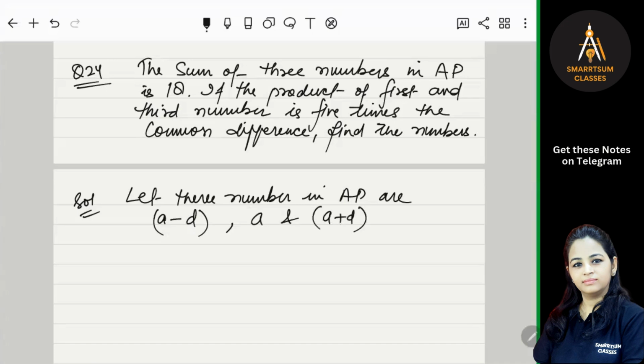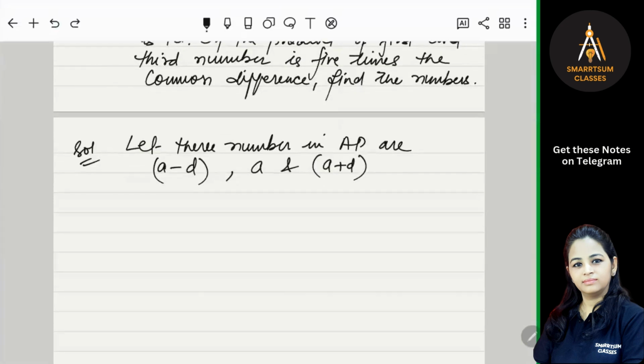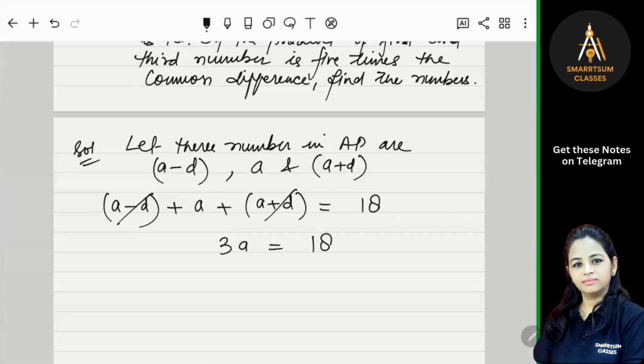Now, the first condition given here is the sum of the three numbers in AP is 18. So we will find the sum and equate it to 18. So A minus D, first number, then plus A, then plus A plus D, getting all the three numbers, and this is equal to 18. So from here, D will cancel, A will become 3A. 3A is equal to 18. So A is equal to 6. So from here, we have got the value of A.